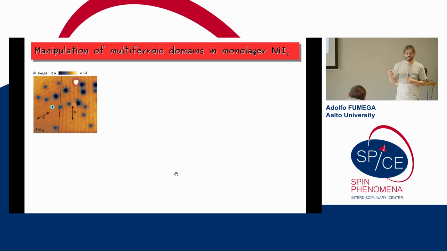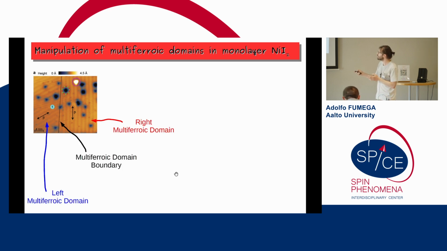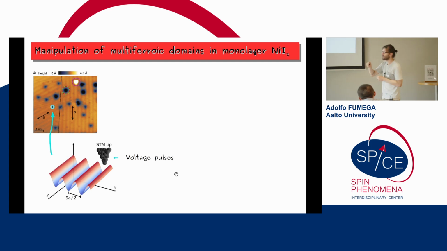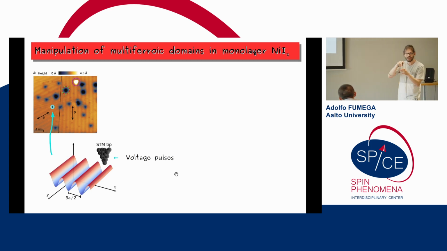Finally, I want to show you that we can also manipulate domains, these multiferroic domains, with an STM. So this is a scan. The important points here in this scan will be that we have two domains, two multiferroic domains. We have the left, we have the right, and we have a domain boundary in the middle. Then there are defects that I'm not going to talk about, but they can be also analyzed. But let's focus on the domains. So what we can do is take our STM, go to this point here, number 1, and we will go with the tip, and we can create electric pulses there. So we will see how this will reconstruct.